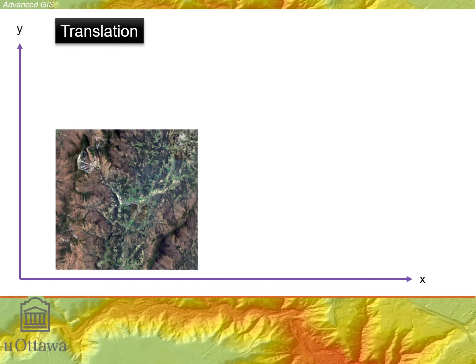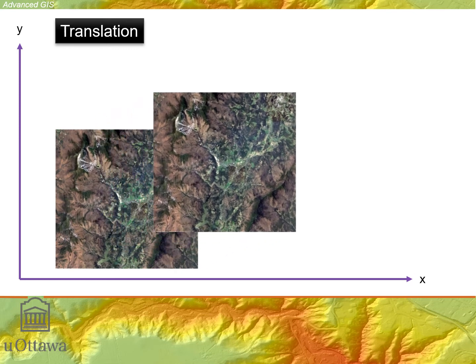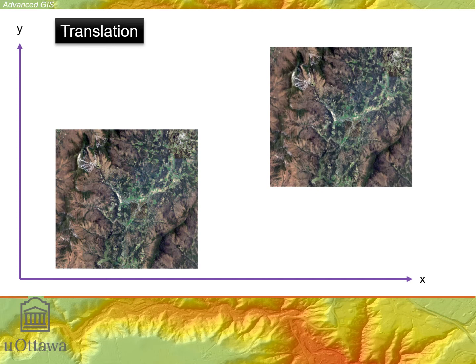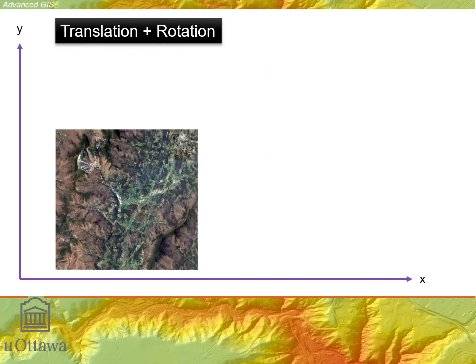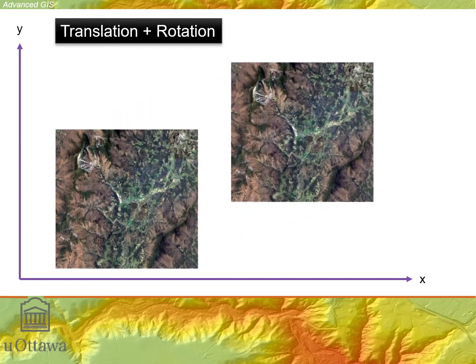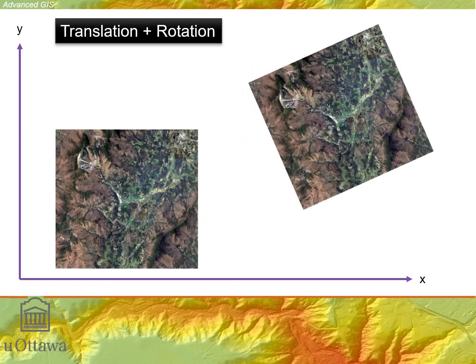So let's look at translation. So here we have a raster in a coordinate system, X and Y. And to translate a raster just means moving it without changing any of its other properties in the real world. So notice here, all we did is move the raster somewhere else within that coordinate system. Everything else stays the exact same. And that's called a translation, a geometric transformation. We can have translation plus rotation. So we translate and then rotate. And again, that's two geometric transformations that take place.